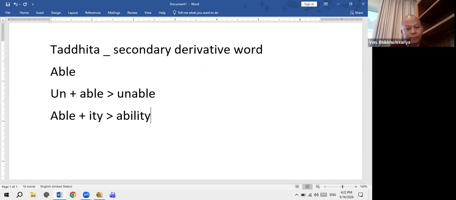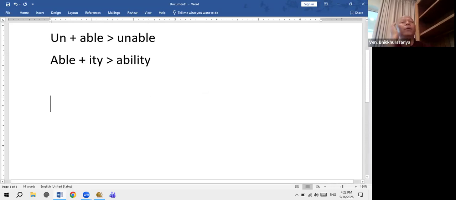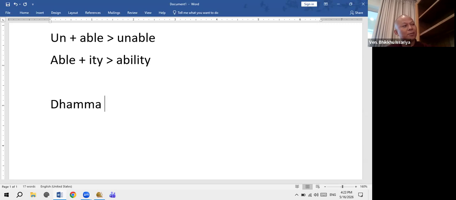Now, a very common Pali word to us: Dhamma. What is Dhamma? Doctrine, or maybe the teachings of the Buddha. Just teaching. Okay. And then from that word, we have Dhammika. So we already know the word Dhamma and also the meaning of Dhamma.